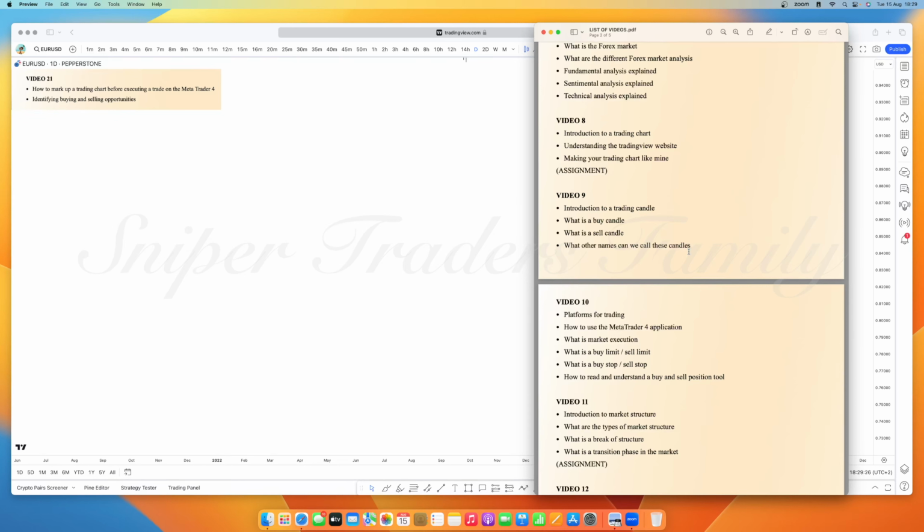And at video 9, we talked about an introduction to trading candles. What is a buy candle? What is a sell candle? What other names can we call these candles? Pause the video now and let me see if you remember. So I'm going to assume you remember, right? They call a buy candle a bullish candle, or a bull candle, and a sell candle a bearish candle, or a bear candle. And then video 10, we talked about platforms for trading, and how to use the MetaTrader 4 application.